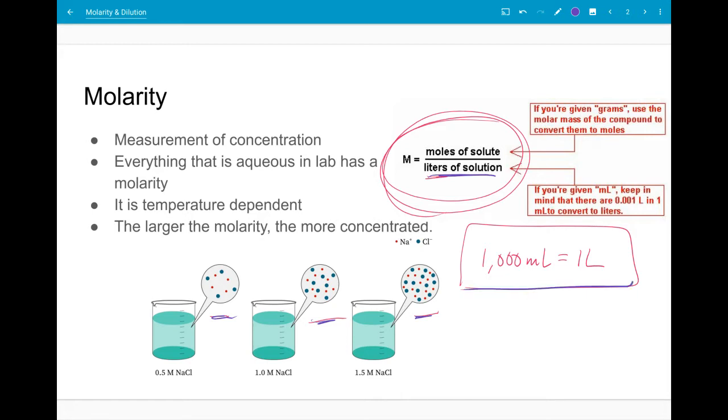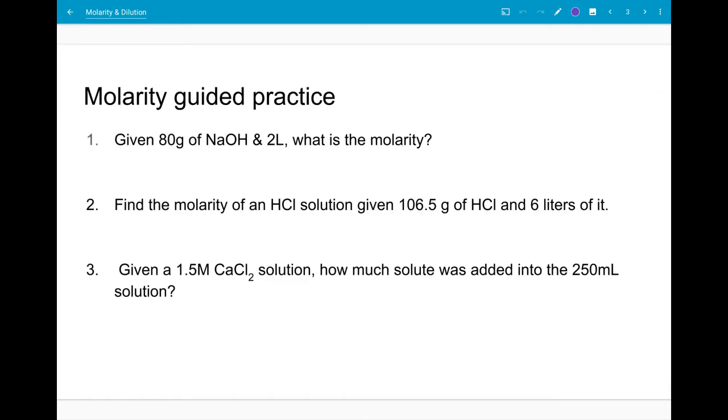So one thing you'll find is we're going to use this conversion that 1,000 milliliters equals 1 liter, because often in lab we'll be working in milliliters and not liters. Now, if you're given grams, you should be able to convert to moles pretty easily, and that's using the periodic table. So I have these guided practice problems for you. All of these are going to end up at some point using this equation.